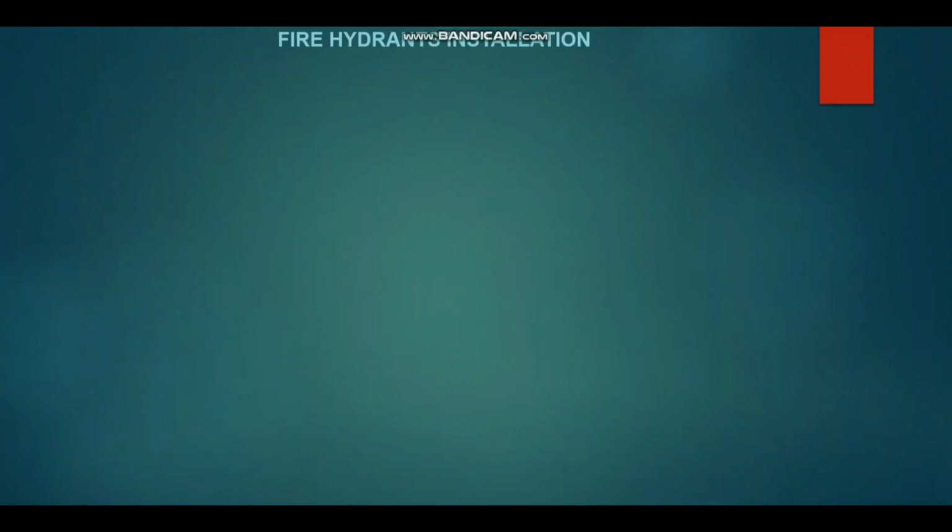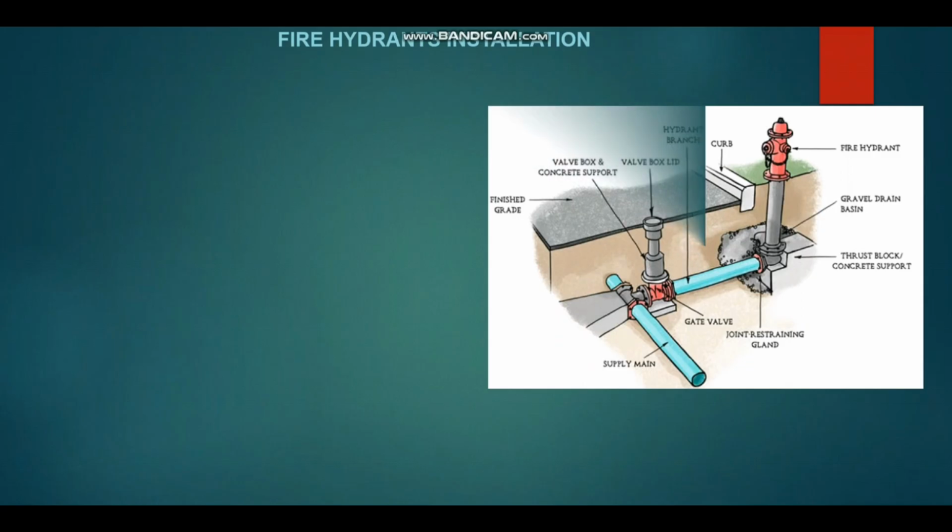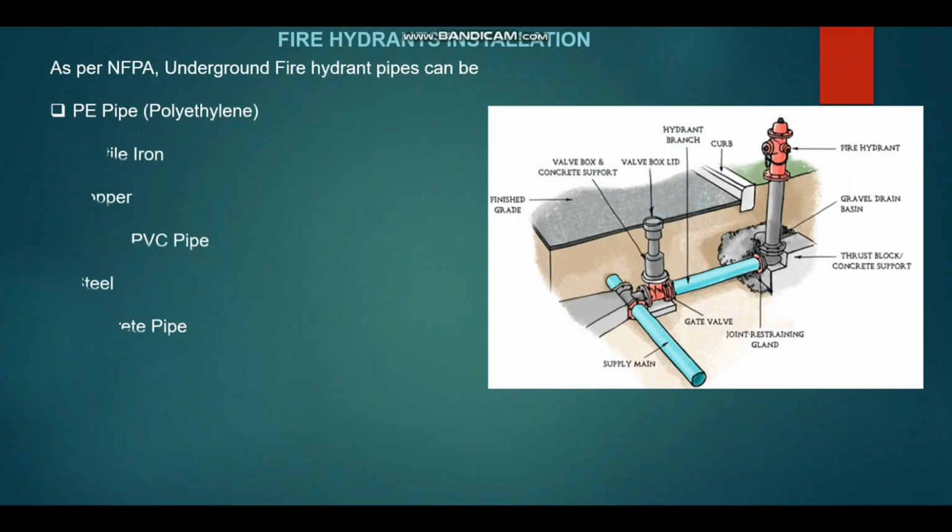Coming to the fire hydrant material, the first important thing we have to see is the material of the pipelines. As per NFPA 14, underground fire hydrant pipes can be PE pipe, I mean polyethylene pipe like HDPE, then ductile iron pipe, copper pipe also we can use, plastic PVC pipe, then steel pipe like carbon steel pipe, then concrete pipe, I mean reinforced concrete pipe we can use.